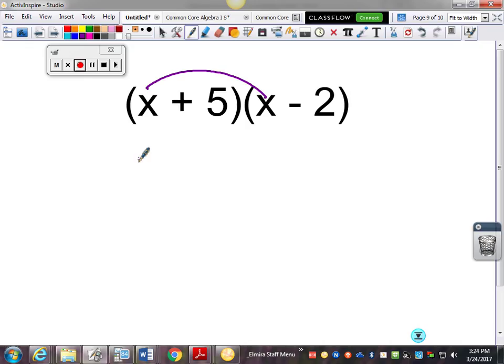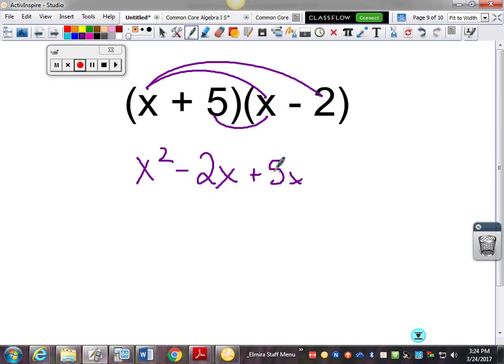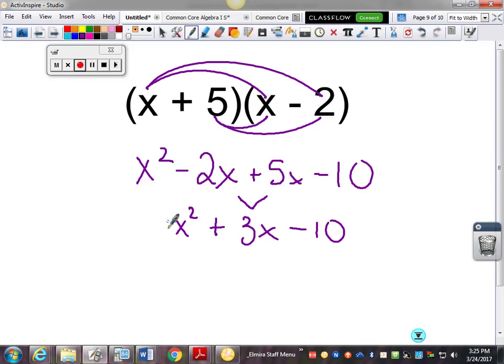X times x is x squared. Then I distribute the x to the minus 2, so minus 2x. Then I distribute the 5, plus 5x, minus 10. Now in the middle you have like terms to combine. A minus 2x and a plus 5x makes a positive 3x. Bring down your minus 10, bring down your x squared.